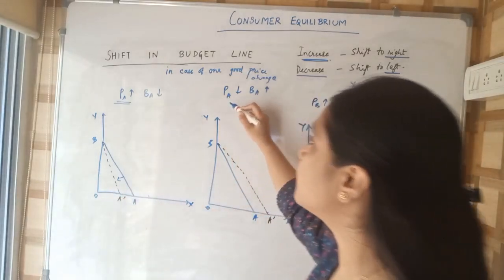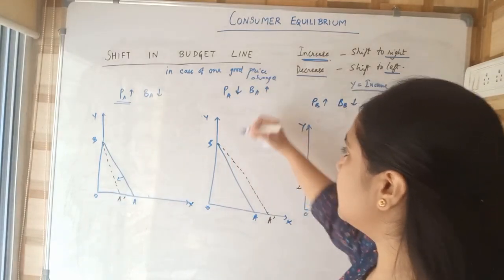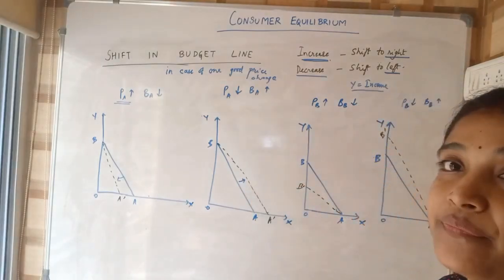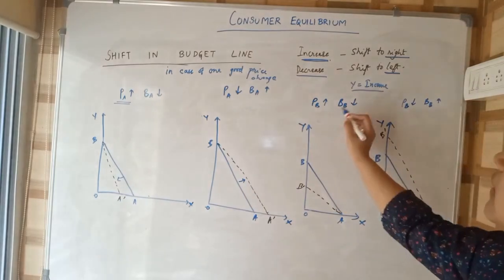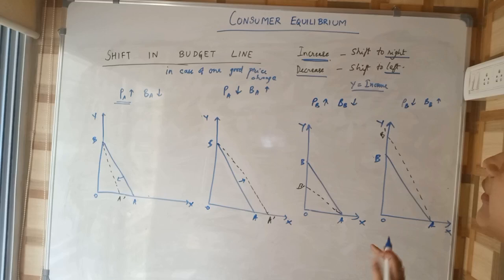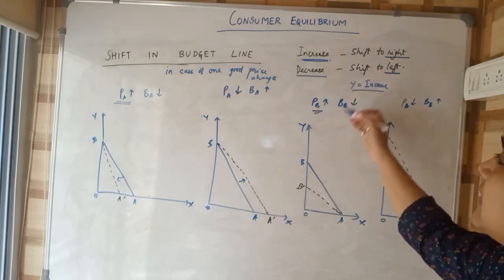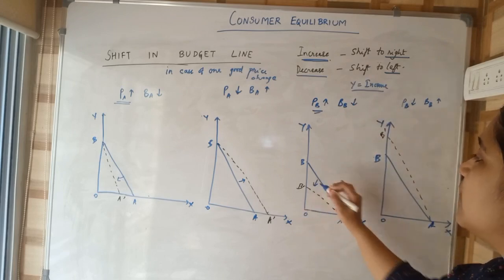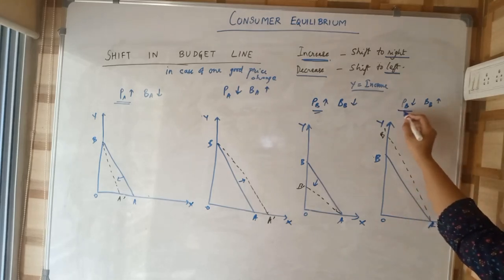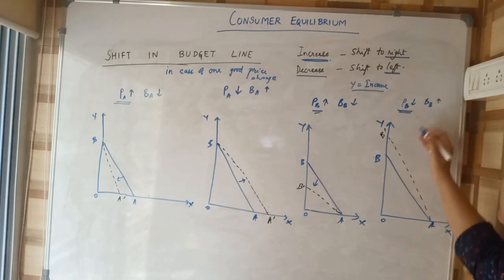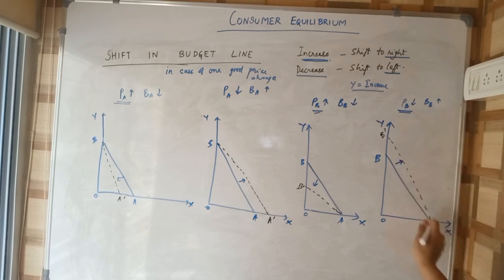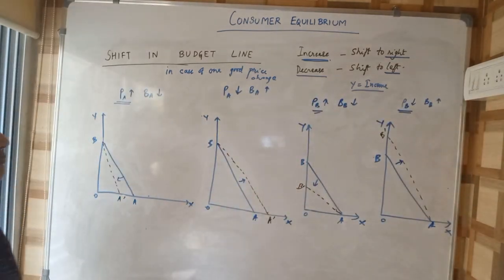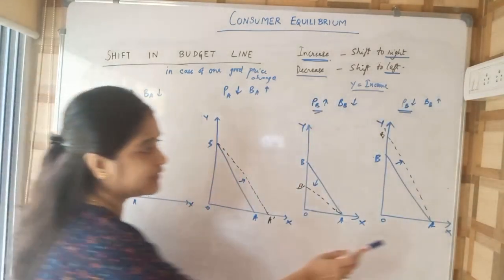In case the price of good A falls, okay, it falls down, then what will happen? The budget of good A will rise. It will shift to the right hand side. Yes. Again, if good A remains constant and the price of good B is changing, it is increasing, so the budget of good B will fall. Okay, it will shift to the left hand side. And if in case the price of good B falls, the budget of good B will rise. Okay, budget of good A remains the same. There's no change in the budget of A.